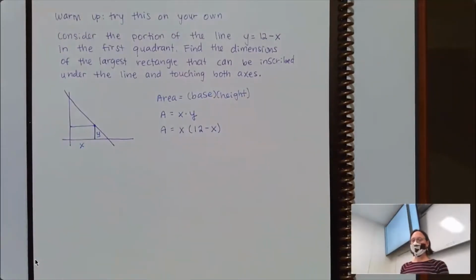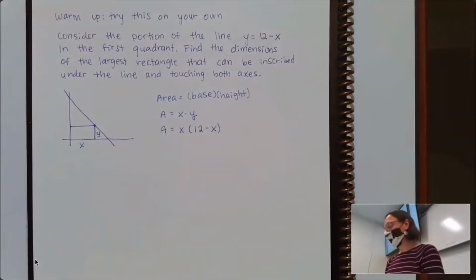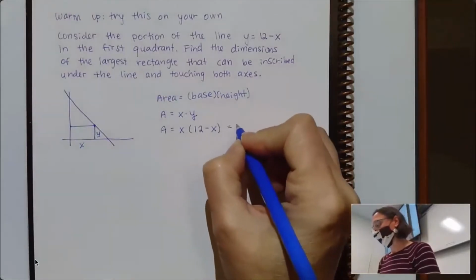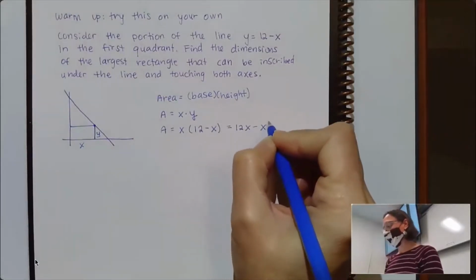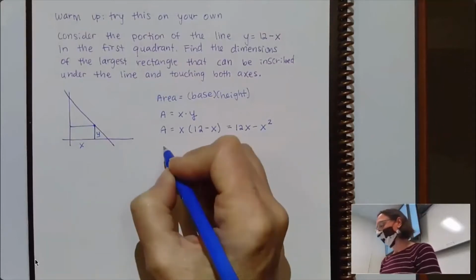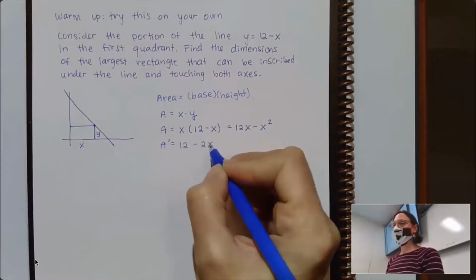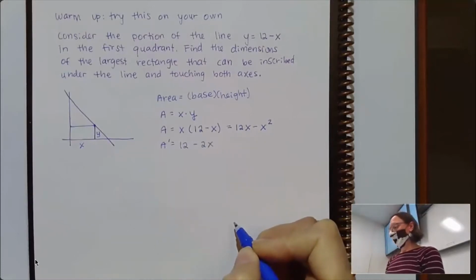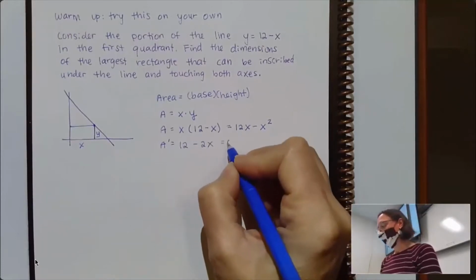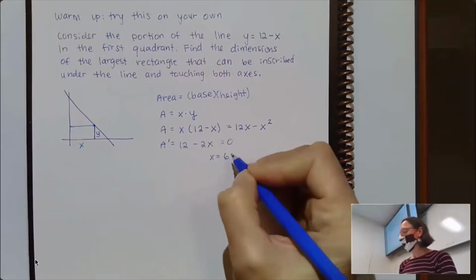Now we get to do the calculus thing, which is we need to take a derivative and set it equal to 0, because that's how we find a max or a min. Personally, I would choose to not do product rule. I would multiply that out to say 12x minus x squared, so that my derivative becomes 12 minus 2x. And when I set that equal to 0, I get that x is equal to 6.